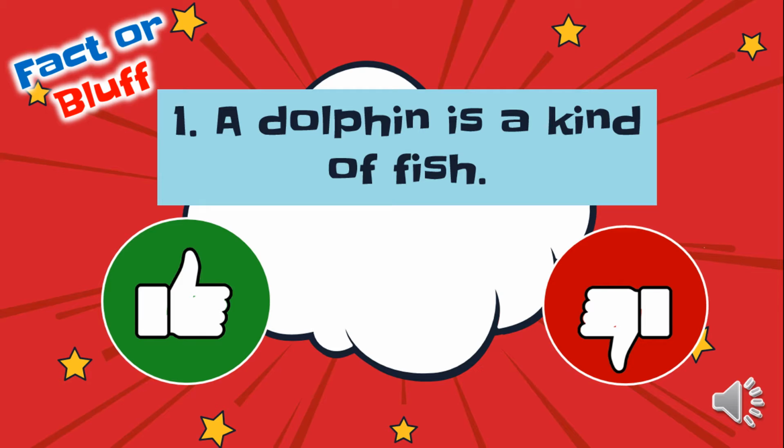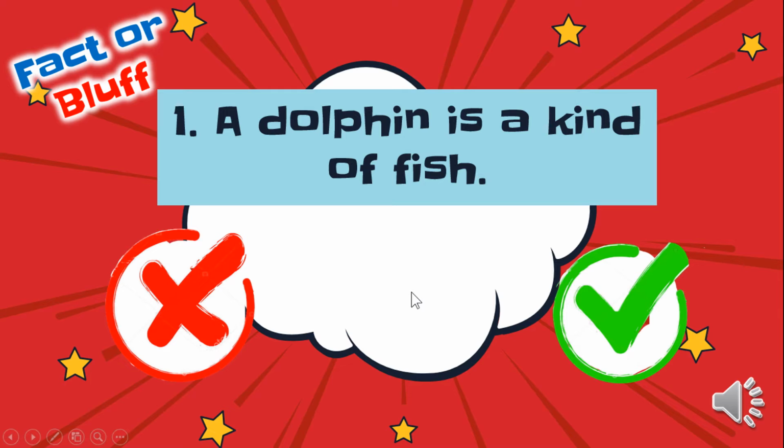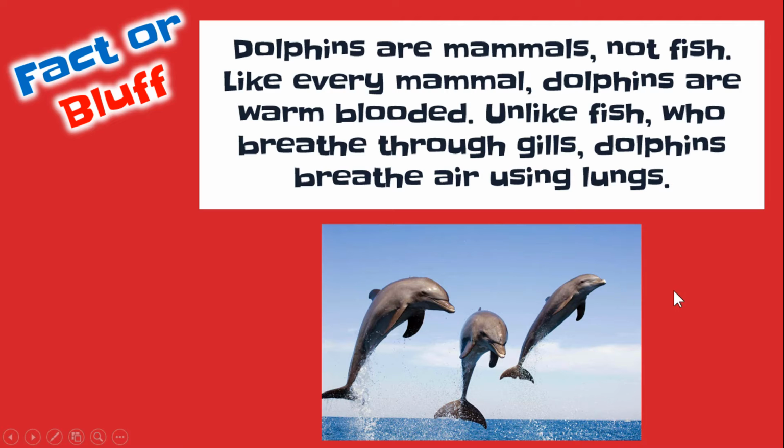After giving students some time to think of their answers, the teacher will reveal if their answer is correct or wrong. The teacher will click the thumbs up or thumbs down button to reveal the answer. Furthermore, a hyperlink is embedded on the answer, which will proceed to the slide that gives an explanation on why the answer is a fact or bluff. Let us check the next slides.